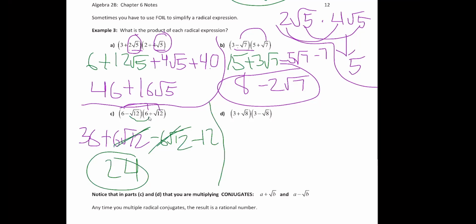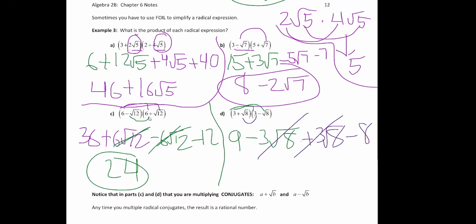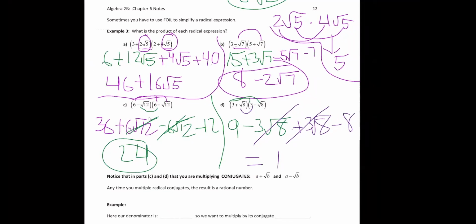But similar idea for D, if you multiply this out, you'd have 9 minus 3 radical 8. And then for your second part, you would have plus 3 radical 8 and then minus 8. So if you notice, you have the same exact thing, but just opposite signs, like one of them has a plus, one of them has a minus, but everything else is the same.